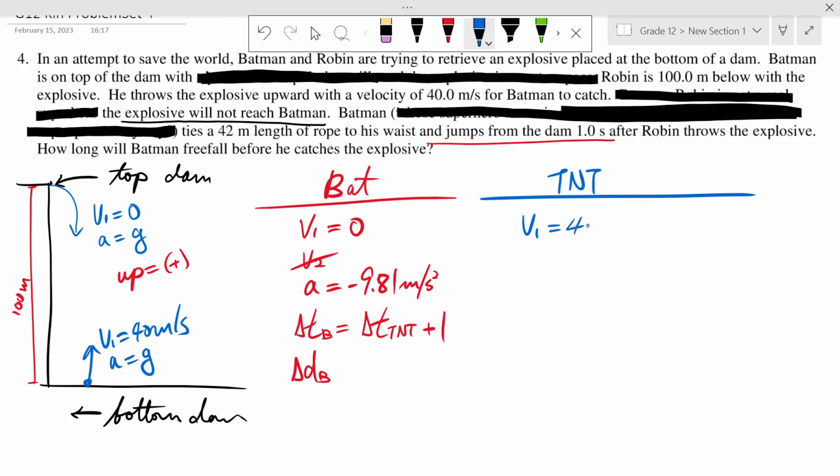Now in blue, I have my TNT explosive. V1 would equal 40 meters per second up, so that's positive. V2 equals nothing to me. The A are all the same because it's one-dimensional. It's negative 9.8 meters per second squared, basically gravity. You have your delta t, but this one's for TNT, and you have your delta d TNT.